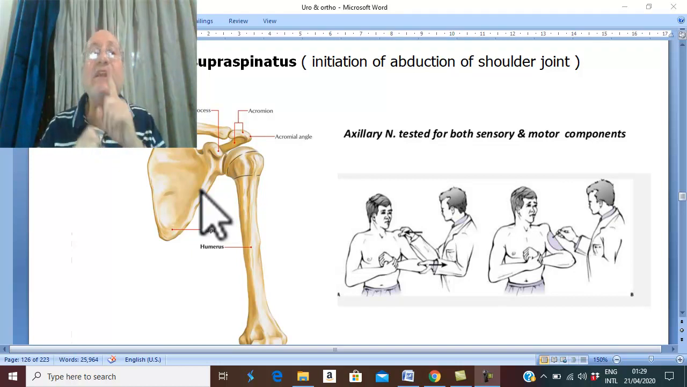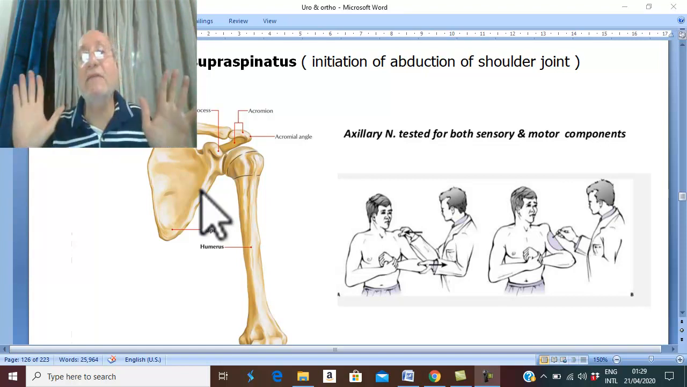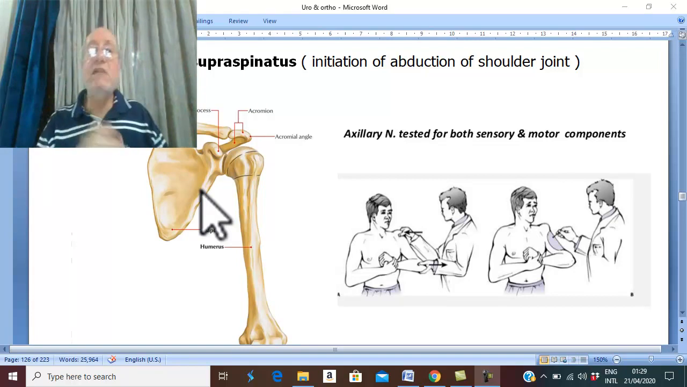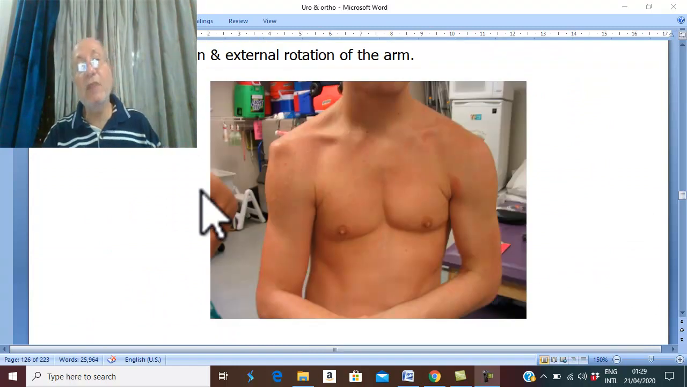In fracture, there is limitation of active movement only because it is painful, but passive movement by the doctor is intact. There is sure to be severe pain and tenderness over the shoulder region, and the most important sign in any fracture or dislocation is the deformity.